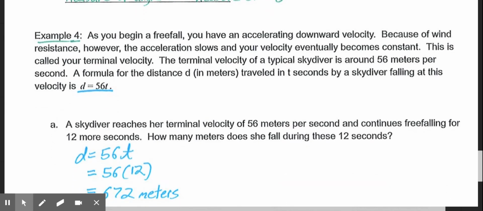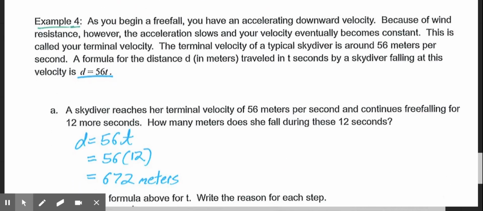And then moving into our final concept is a word problem. So our word problem for example 4. As you begin a free fall, you have an acceleration, or you're accelerating in a downward velocity. Because of wind resistance, the acceleration slows your velocity and eventually you become constant. This is called your terminal velocity.